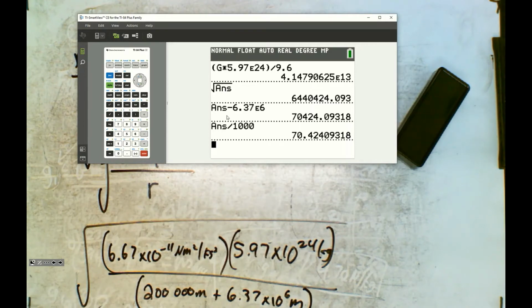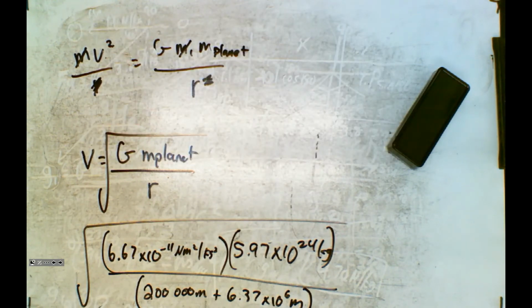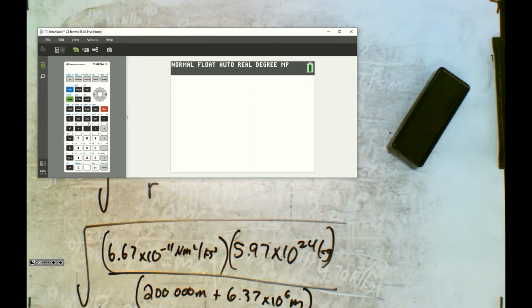my calculator appears to be frozen. Let's try starting that up again. So we will go alpha G times 5.97 times 10 to the 24. And then we divide it by 200,000 plus 1.37 times 10 to the 6. Make sure that's all in brackets. And then we're going to square root our answer.